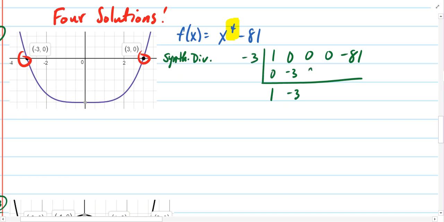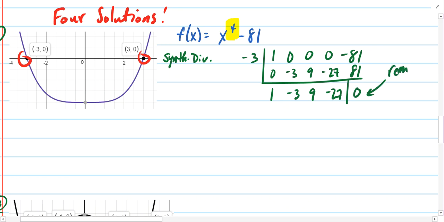-3 times -3 is +9. 0 plus 9 is 9. -3 times 9 is -27. 0 minus 27 is -27. And finally, -3 times -27 is 81. You can check that with a calculator if you need to. This leads us to a nice result because -81 plus 81 is 0, which is what we were after.